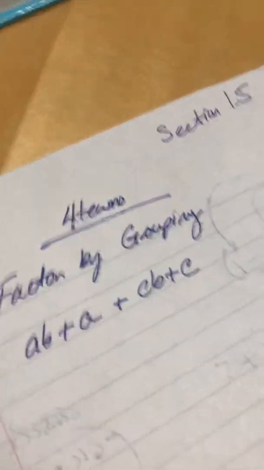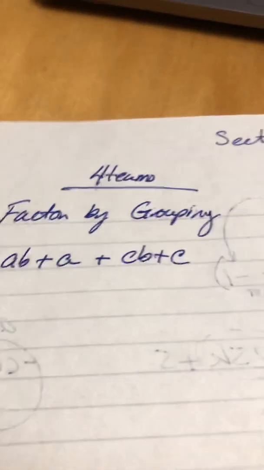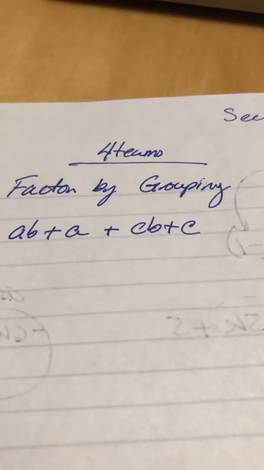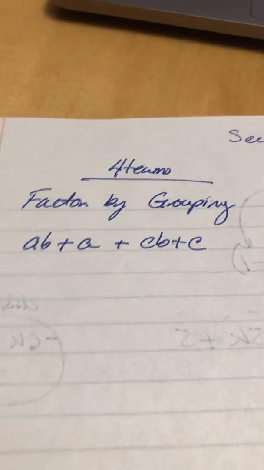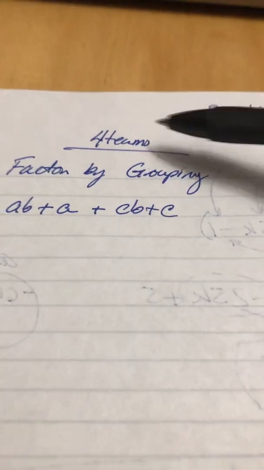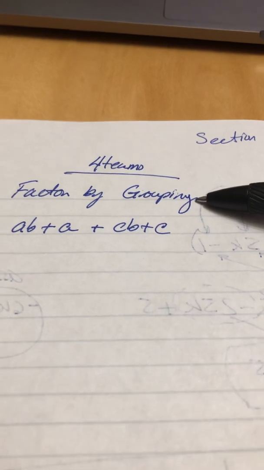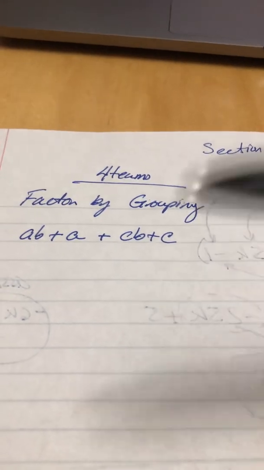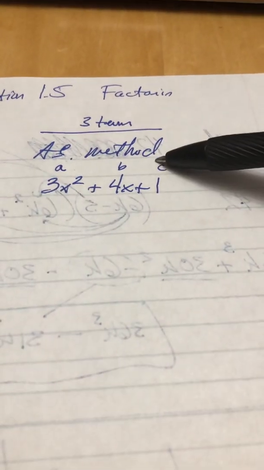My apologies, this is going to be a longer video. It's about factoring and how you approach it based on your number of terms. So just real quickly, if you have 4 terms, you're going to approach it with a technique called factor by grouping most of the time. If you have 3 terms, you're going to use a technique called the AC method.